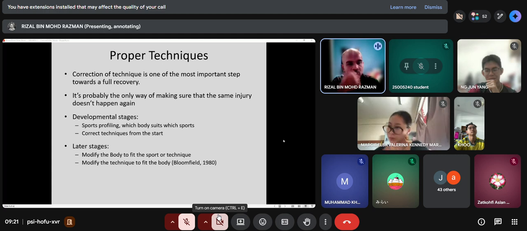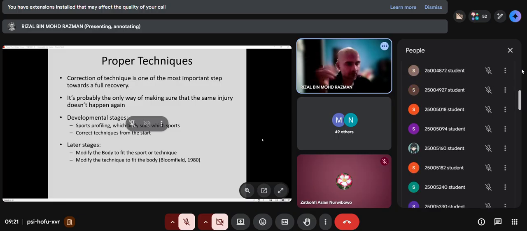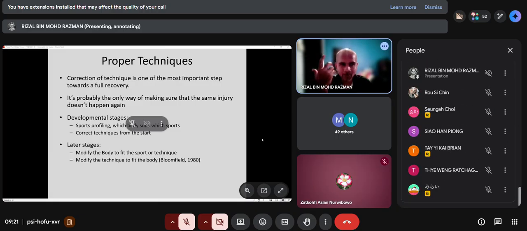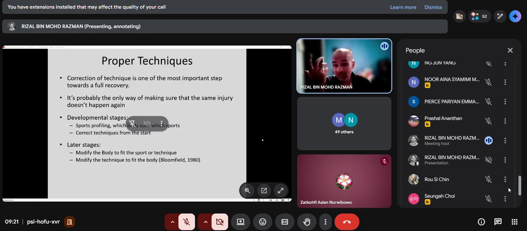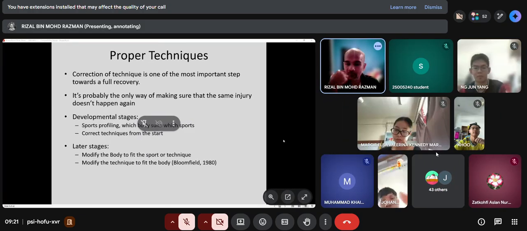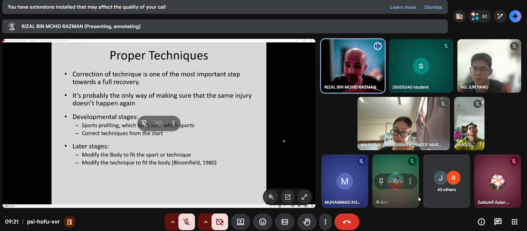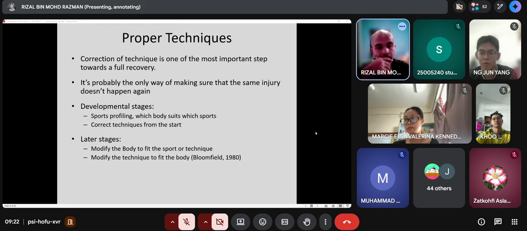So you modify the body to fit the sport. This is the later stages. Now you're a teenager. You are short, but you're playing basketball. So how do you modify so that you become better at basketball? You become more powerful. You go to the gym, you become stronger, you become more powerful so you can jump higher. You strengthen your neck muscles because you're looking up all the time. Also possible.